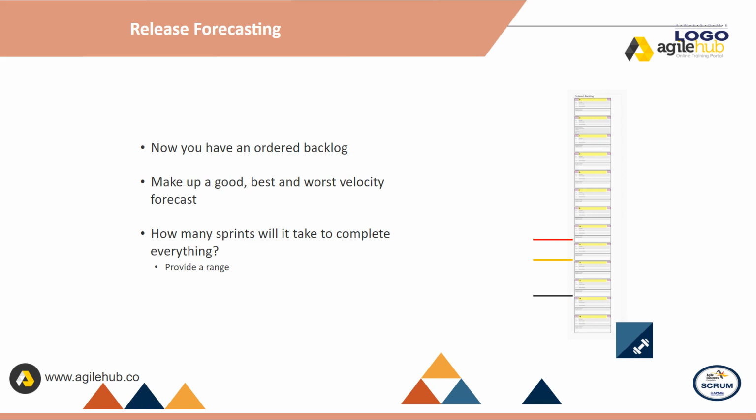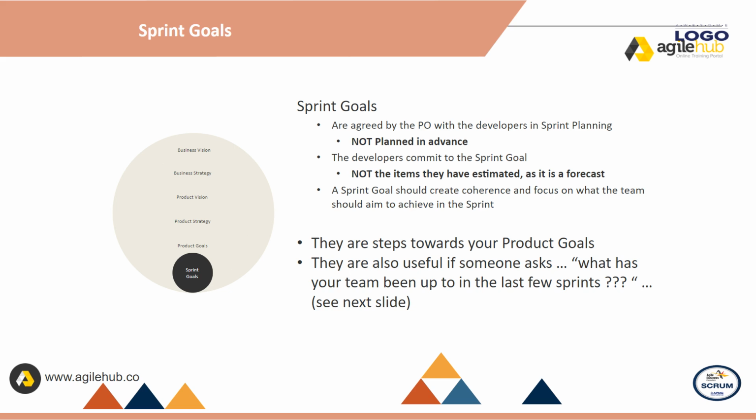Release forecasting. Now you have an ordered backlog. Make up a good, best, and worst velocity forecast. How many sprints will it take to complete everything? Now provide a range. Sprint goals are agreed by the product owner with the developers in sprint planning. They are not planned in advance.